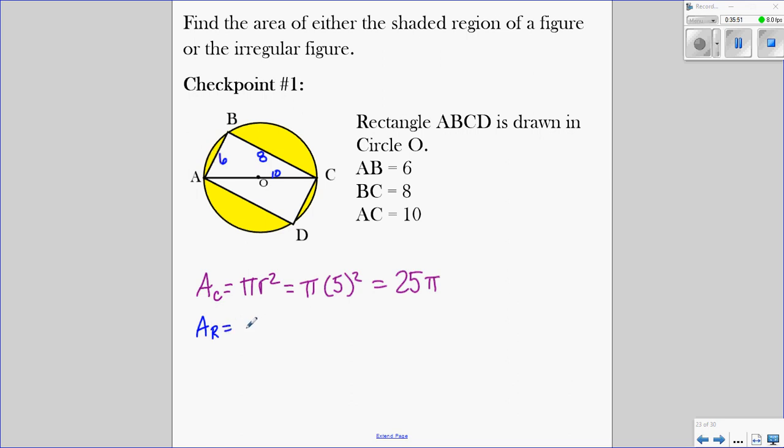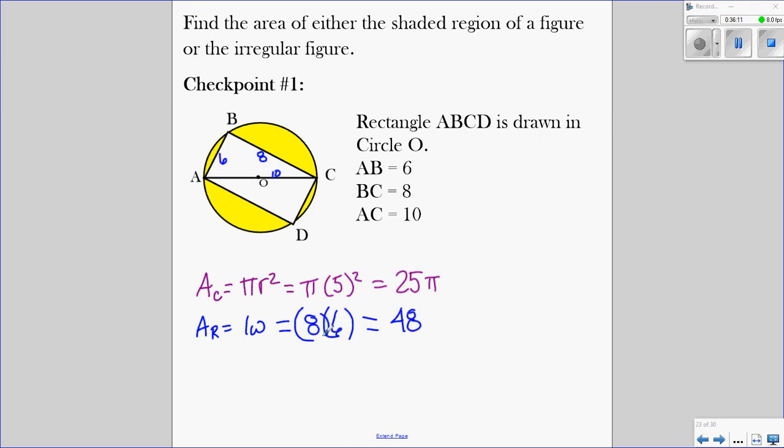All right, now I'm going to find the area of the rectangle and label that R, length times width. So L, W. The length is 8, and the width is 6. And that's going to give us 48.